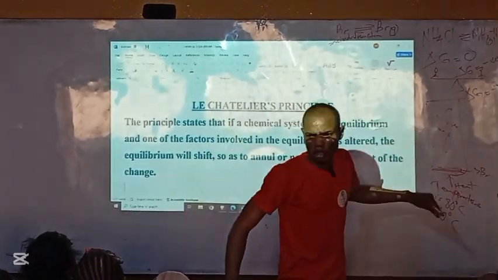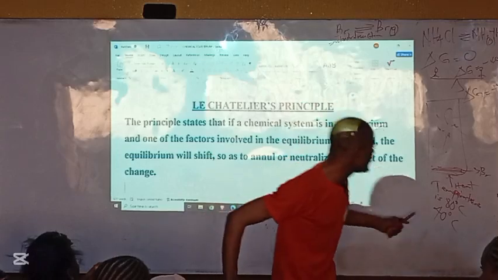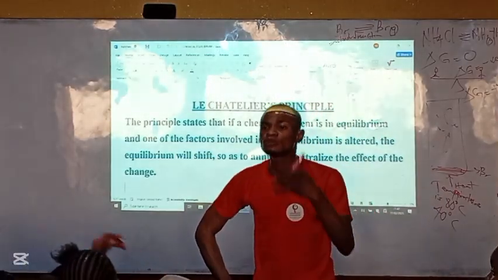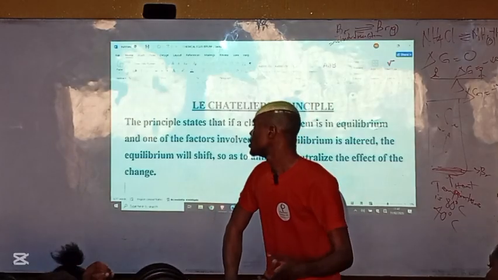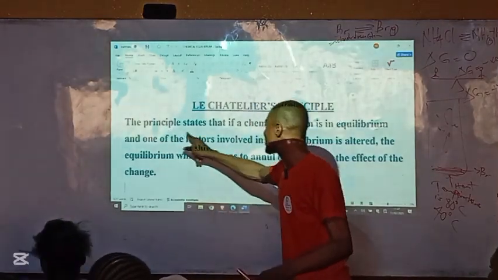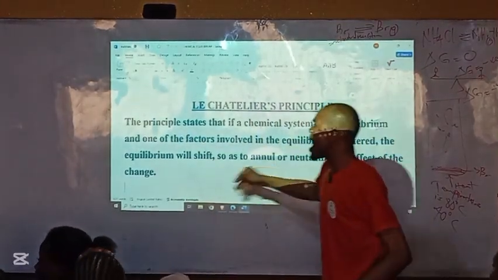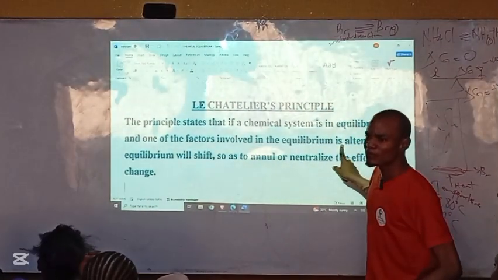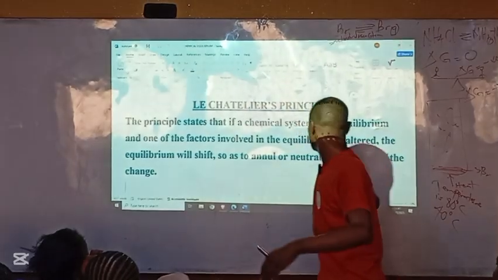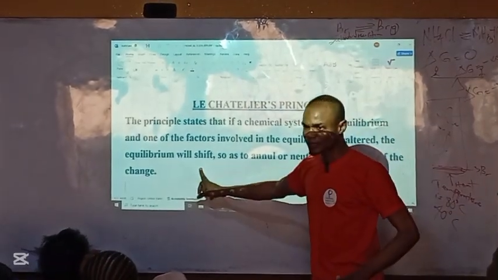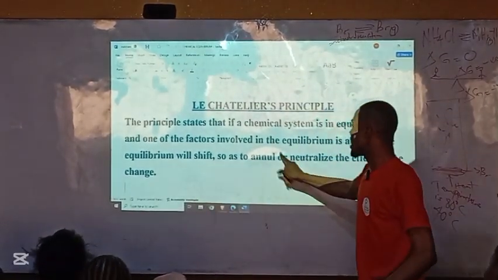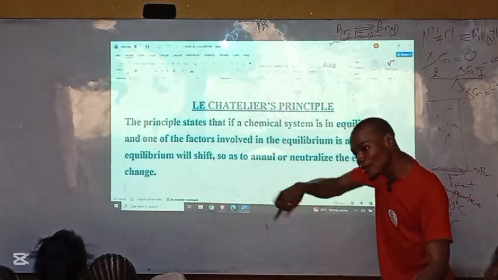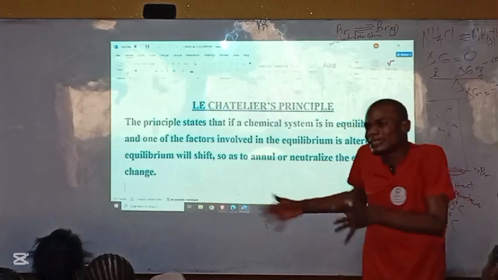Because the temperature was reduced. So temperature is one of the factors that affect equilibrium. Now that's what the principle is saying. It states that if a chemical system is in equilibrium and one of the factors involved in equilibrium is altered or changed, maybe I increase the temperature or I reduce the temperature, the equilibrium is going to shift so as to annul or neutralize the effect of that change, so as to try to remain in that equilibrium.